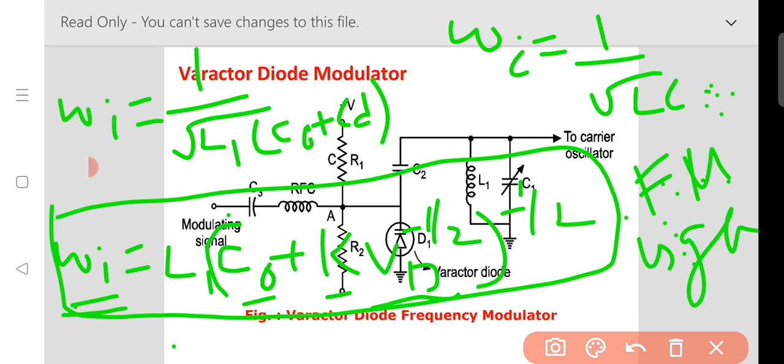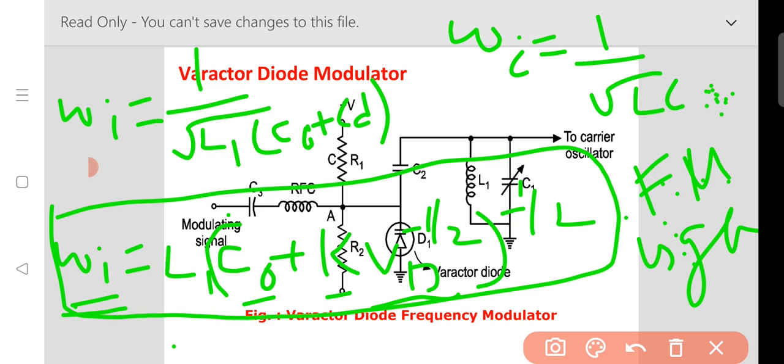In case of indirect FM generation, the Armstrong method I told about in the previous class, there is no direct FM generation. First of all we integrate the signal and then feed it to the phase modulator. Using the Armstrong method we generate NBFM, then feed the NBFM to the multipliers, which create much more frequency deviation for the higher orders. It is converted into wideband FM in the Armstrong method.